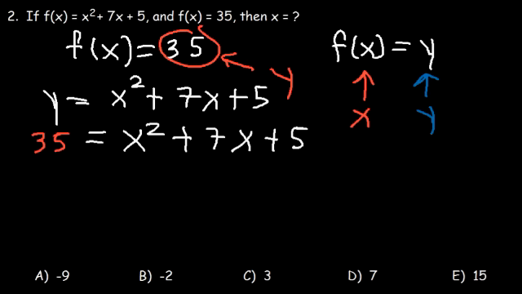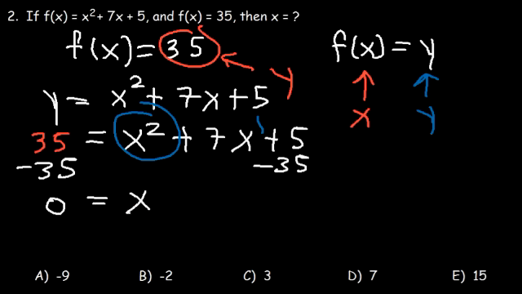Whenever you see an x squared and an x variable with half the exponent, like x to the first power, it's a quadratic equation, and you may have to solve it either by using the quadratic formula, by factoring, or even by completing the square. So at this point, let's subtract both sides by 35. So now we have 0 is equal to x squared plus 7x minus 30. So now we need to factor this expression.